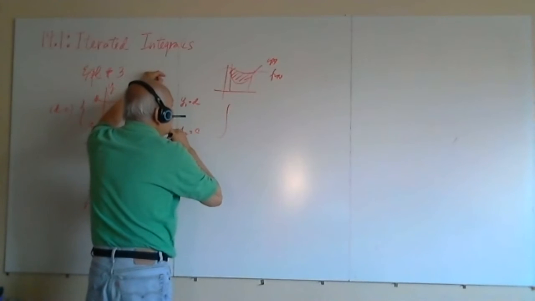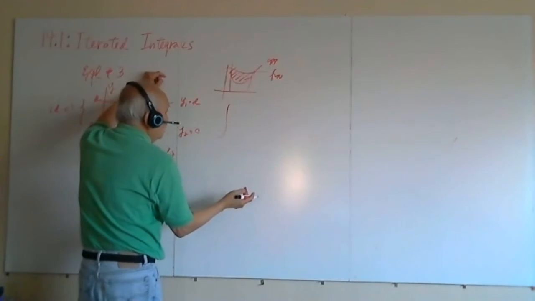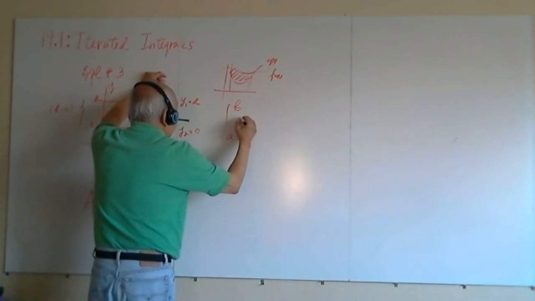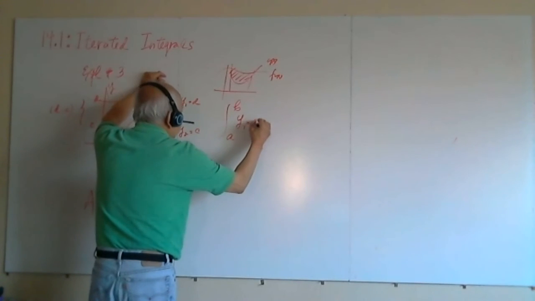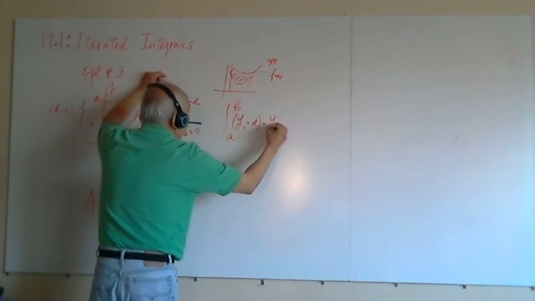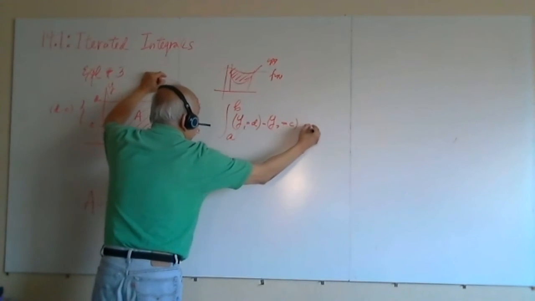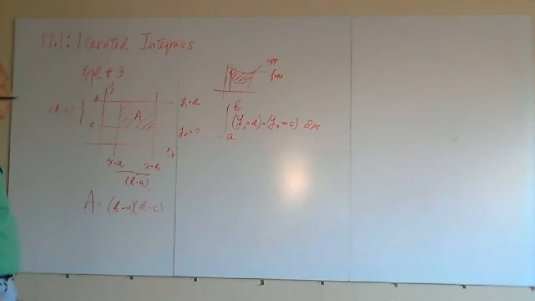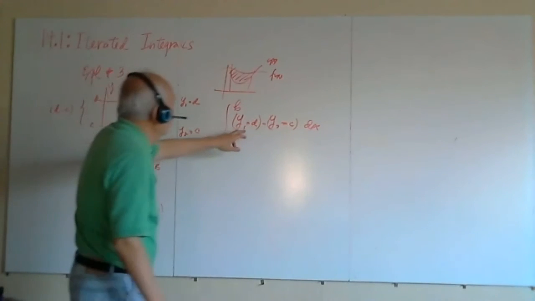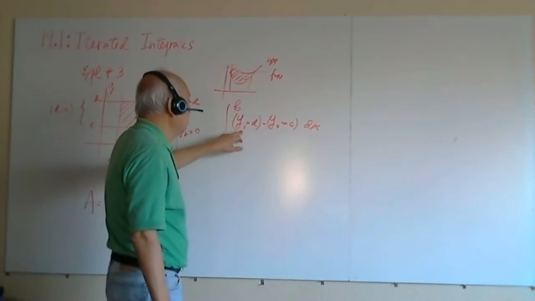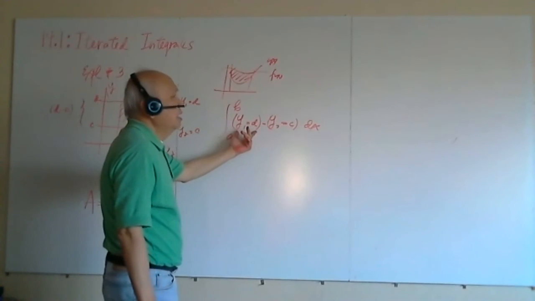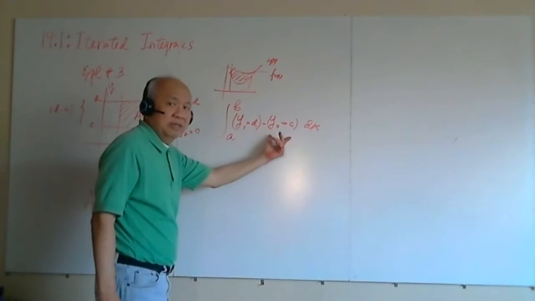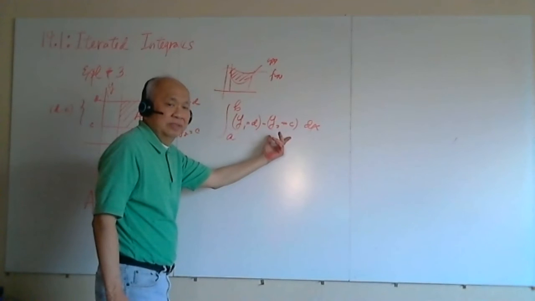So let's begin with the single integral and then move upward into the double integral. From a to b, it's going to be y1 equal to b minus y2 equal to c. Remember, I'm intentionally using this weird notation because I want to make sure you see that this is not just a simple b, but actually an equation. These are also equations.